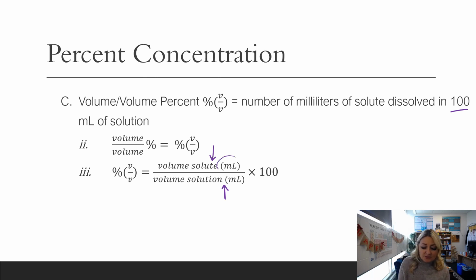Also notice your units are going to have to be the same. You can't have liters on the top and milliliters on the bottom. So convert whichever way you need to because a percent doesn't matter, but they have to be able to cancel out. None of our percent concentrations are going to have a unit as a result of this canceling out.